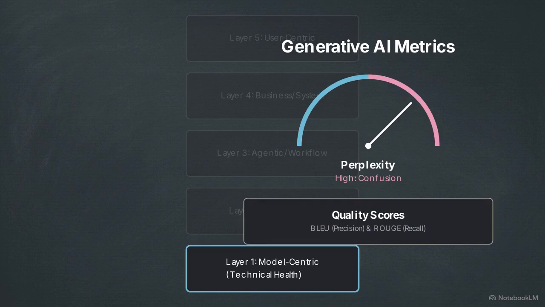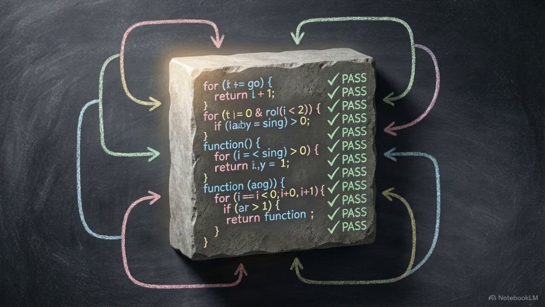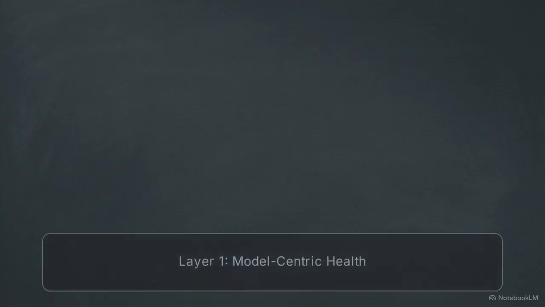Crucially, we also monitor the hallucination rate to catch fabricated outputs and measure faithfulness to guarantee the response aligns exactly with the source data. Passing these modality-specific benchmarks proves the model works in a vacuum, but mathematical correctness is only the first hurdle. Moving up the stack, we hit Layer 2.